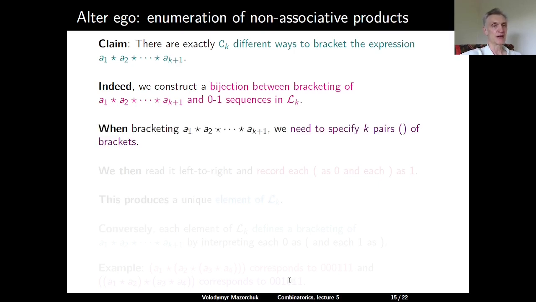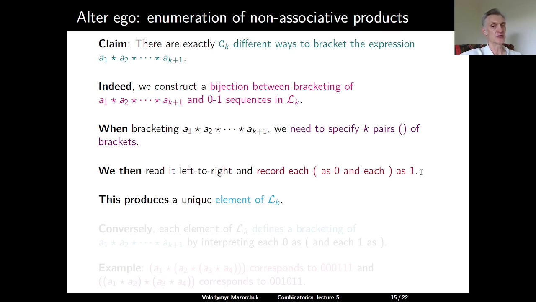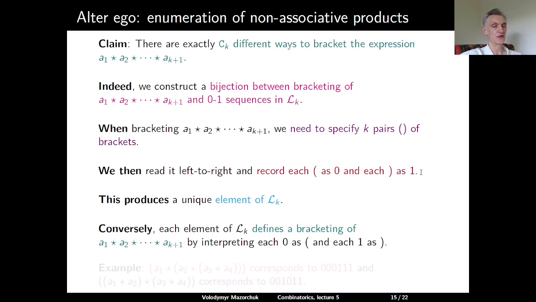So when bracketing an expression of k plus 1 elements, we need to specify k pairs of brackets, which start with the left bracket and end with the right bracket. And then we read this left to right, and we record each left bracket as a 0, and each right bracket as a 1. And this clearly produces a unique element of L sub k. Conversely, each element of L sub k defines a bracketing of this expression by interpreting each 0 as a left bracket and each 1 as a right bracket.